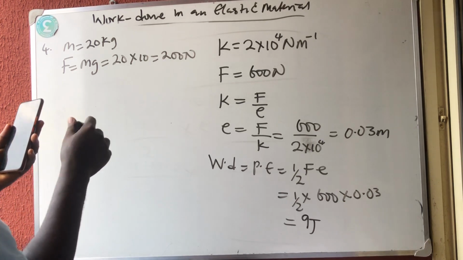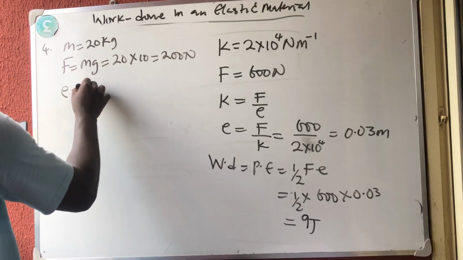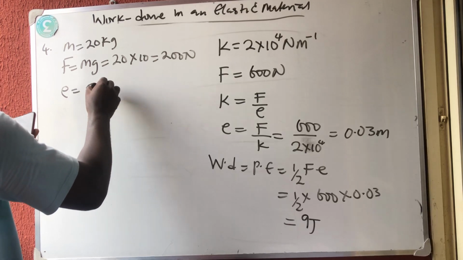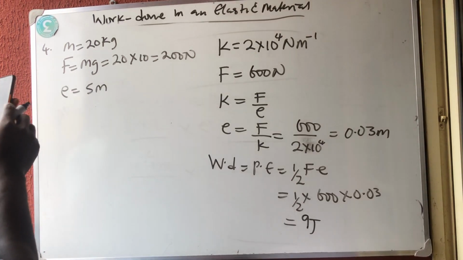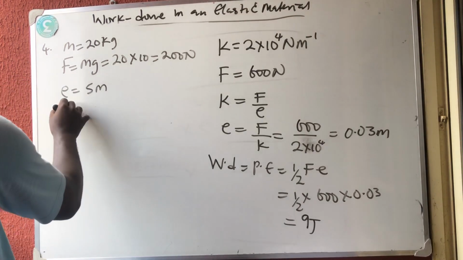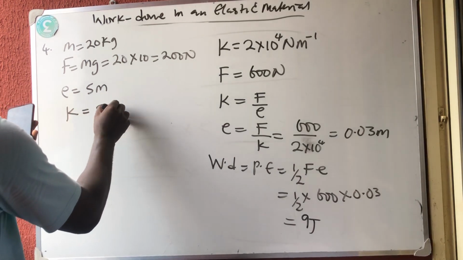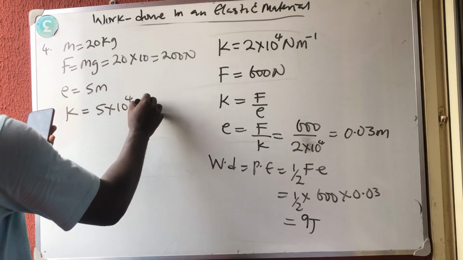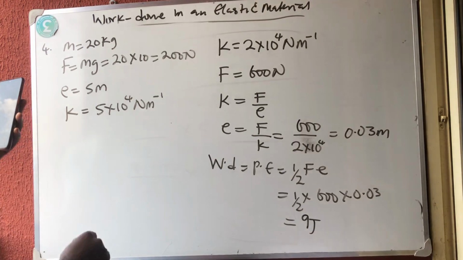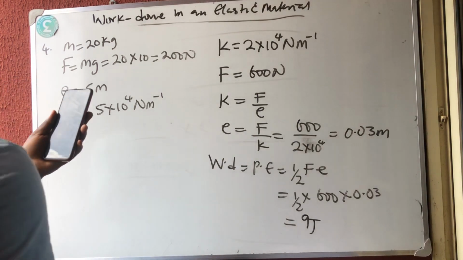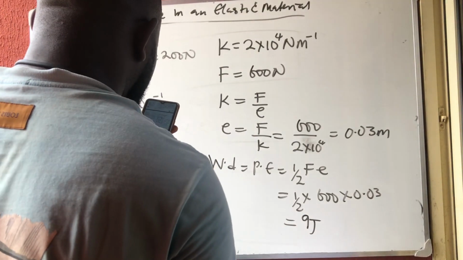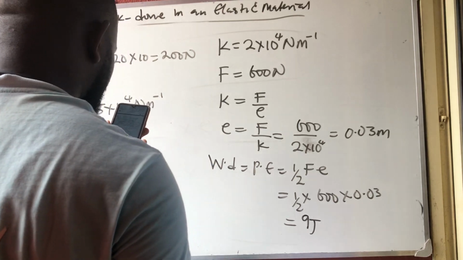meters below. If the string has a force constant K of 5 times 10 raised to power 4 Newton per meter, calculate the maximum compression of the string. Calculate the maximum compression of the string.